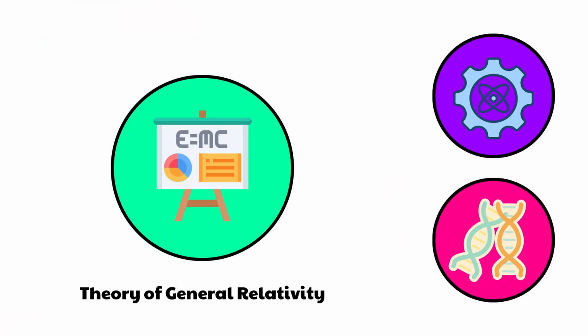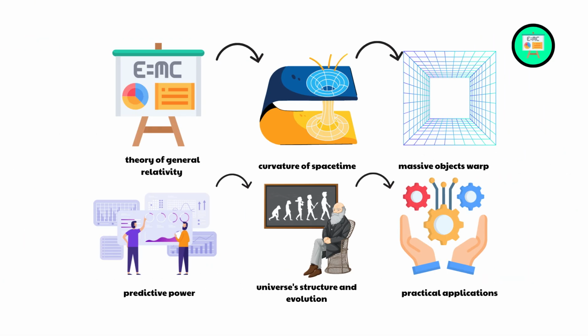Theory of general relativity. Albert Einstein's theory of general relativity is a profound reimagining of the nature of gravity, space, and time. It represents one of the most beautiful and elegant theories in all of science, describing gravity not as a force, but as a consequence of the curvature of space-time.